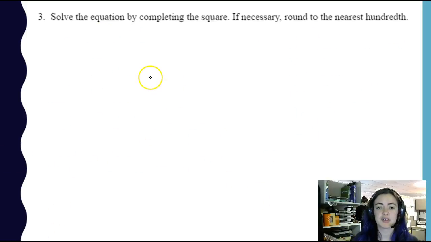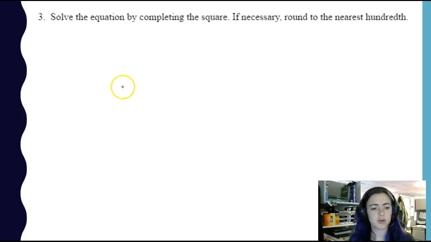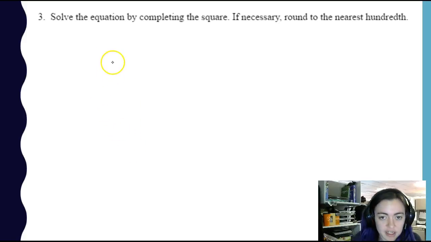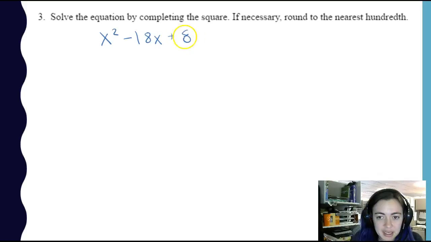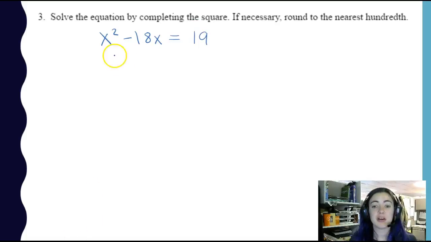For number 3, it says solve the equation by completing the square. If necessary, round to the nearest hundredth. For some reason the equation isn't there, so let's see. I'll write it down again. We have x squared minus 18x plus 80. Alright, so we have x squared minus 18x is equal to 19 here.